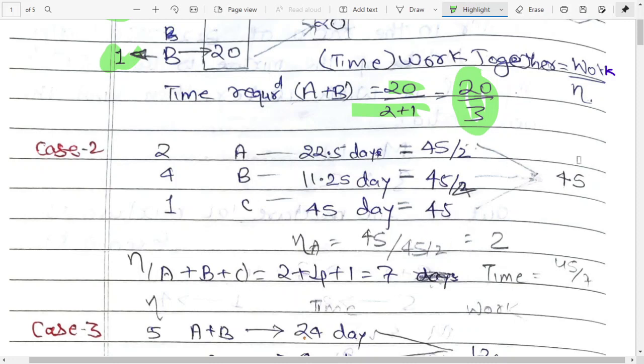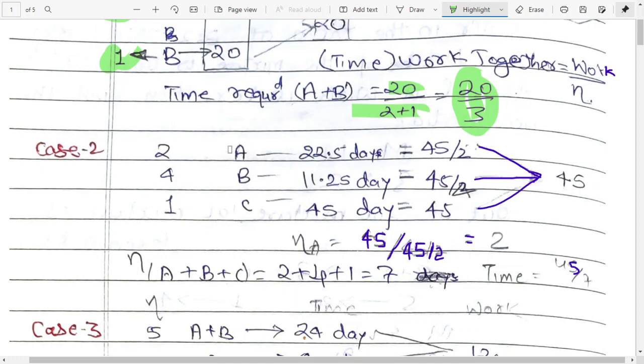So you can easily take the LCM of 45, and once you get the total work, you divide it by the number of days. You will get the efficiency of that particular person. To calculate the efficiency of A, the total work is 45, divided by the total time, that is 45 by 2. You will get the efficiency of A as 2. I have already calculated it over here.